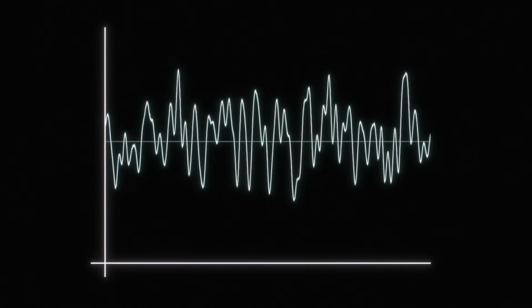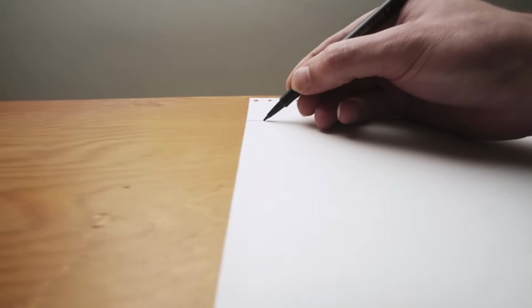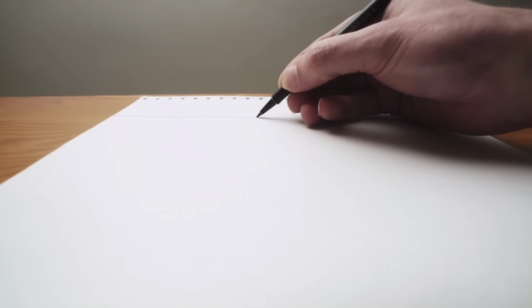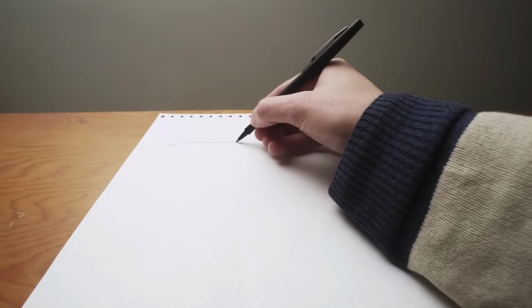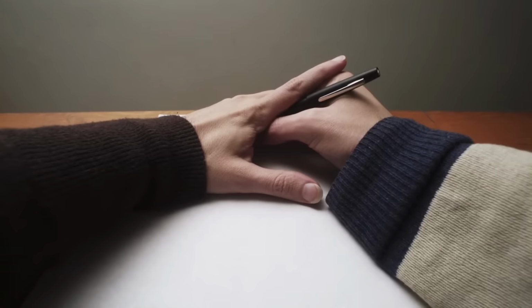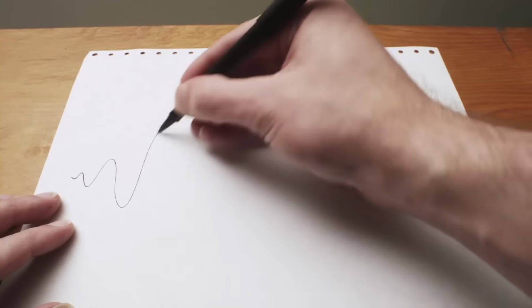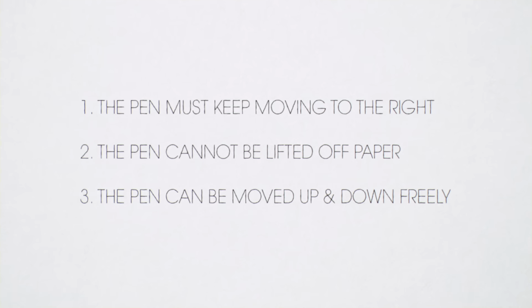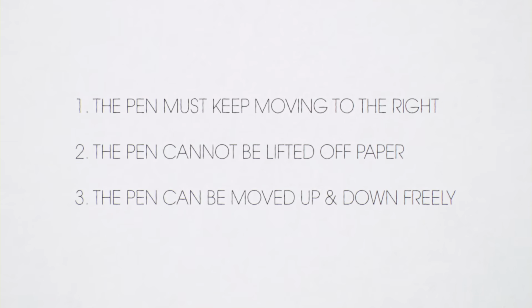When I say wave, I'm referring to a graph where time is on the x-axis and amplitude is on the y-axis. There are certain rules which set up some fun constraints. For instance, since time is linear, the pen can only move to the right and has to constantly do so. The pen cannot be lifted. The pen can be moved up and down freely. With these three simple rules, anything you can draw can be modeled as an audio wave.